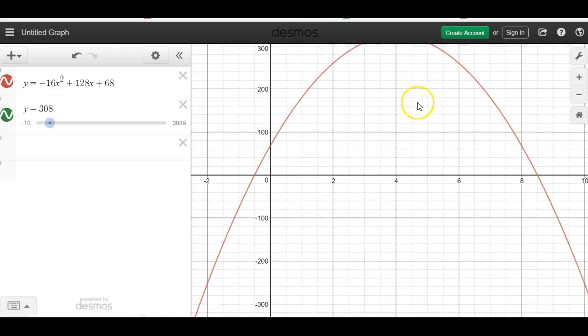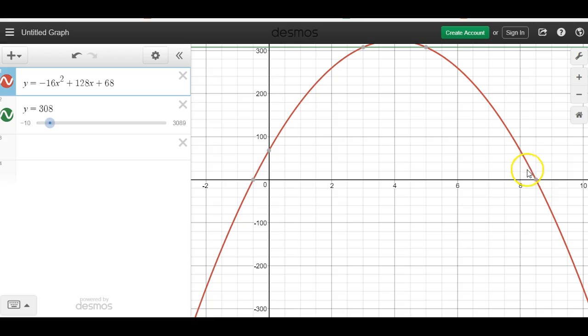Well, you think that works with the zeros? Of course, yeah, right? This is what? 4.5 seconds away from 4. And this is also 4.5 seconds away from 4. So the zeros are also equidistant from the line of symmetry.